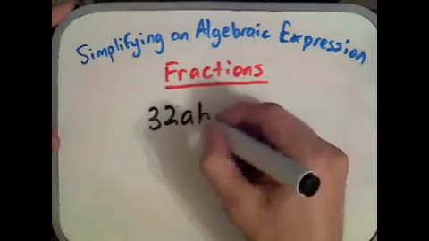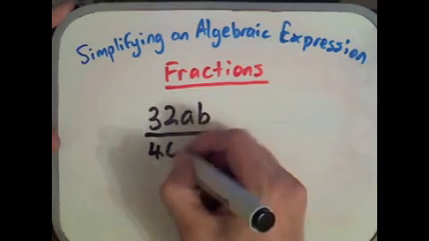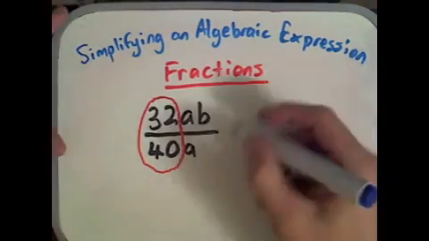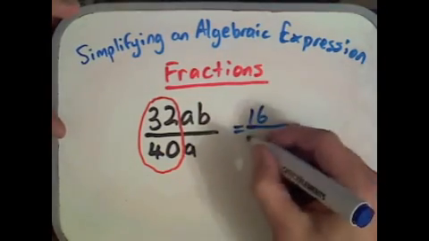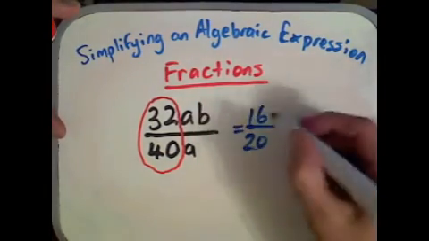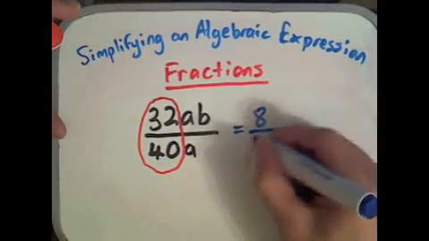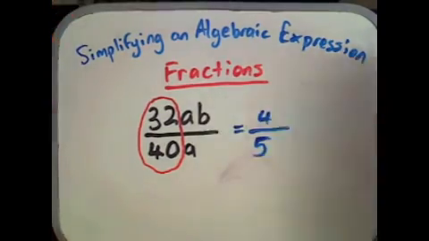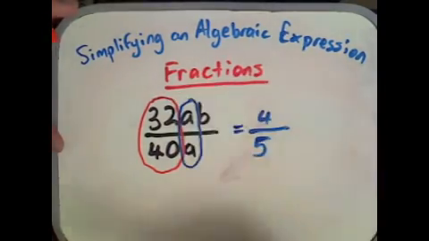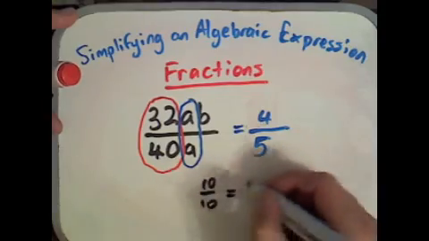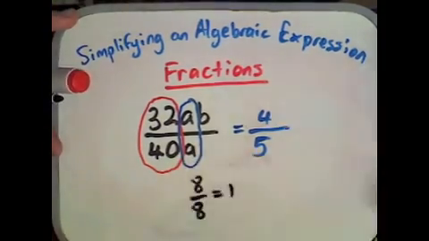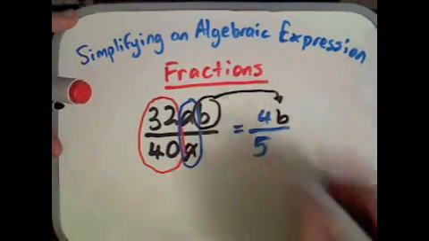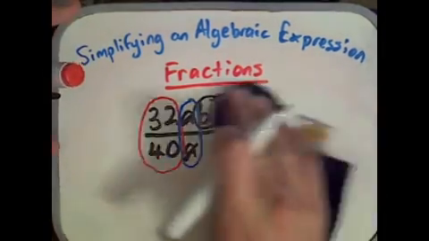Alright, let's take another example. Let's look at 32ab, all divided by 40a. So let's simplify 32 over 40. Well, we can halve 32 and 40 to give us 16 and 20. Or we can halve 16 and 20 as well. Now half of 16 and 20 is 8 over 10. Oh, hang on a sec, we can halve 8 and 10 again to give us 4 over 5. Now that's simplified as far as we can go. Now we look at, can we simplify anything else? Now a over a. Well, a divided by a is the same as saying 10 divided by 10 is 1, 8 divided by 8 is 1. Therefore, a divided by a is simply 1, which means they cancel out, and we just have b on top there. So the a's cancel out to become 1.